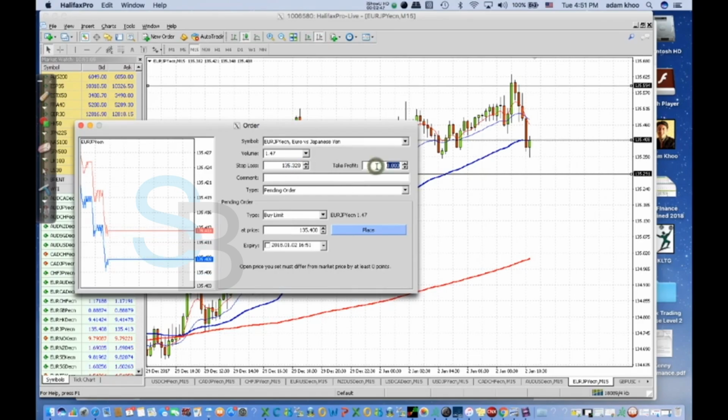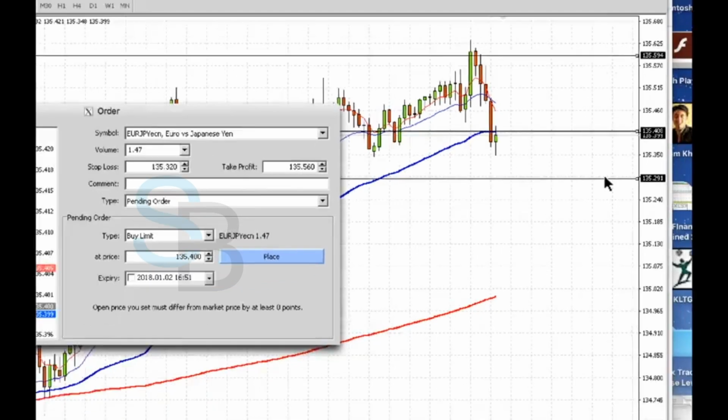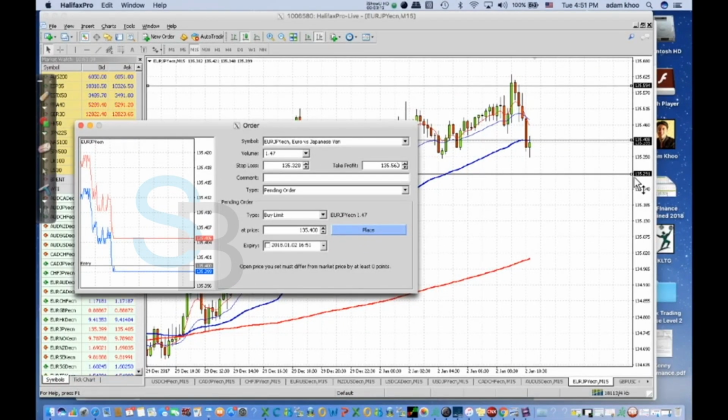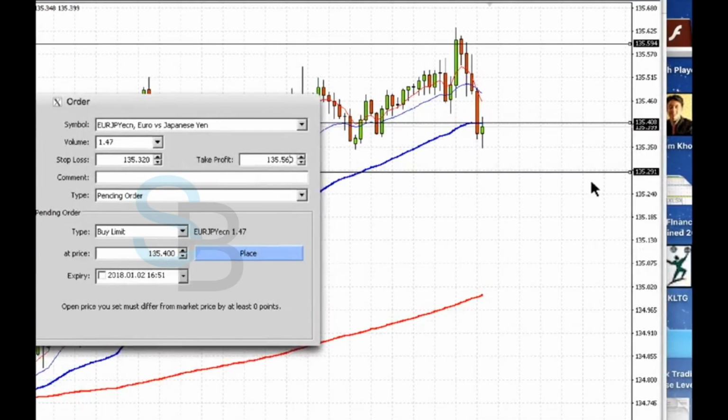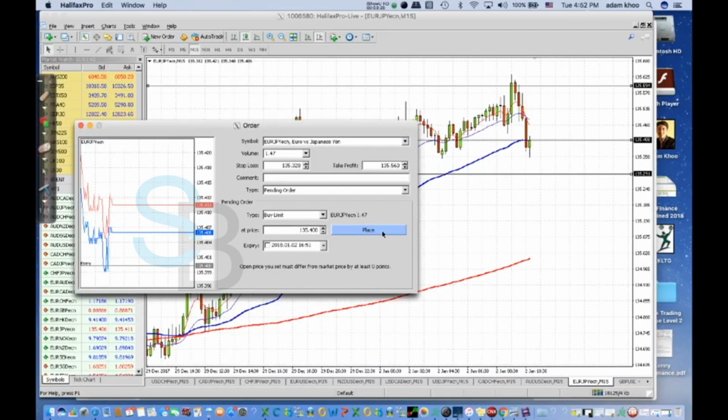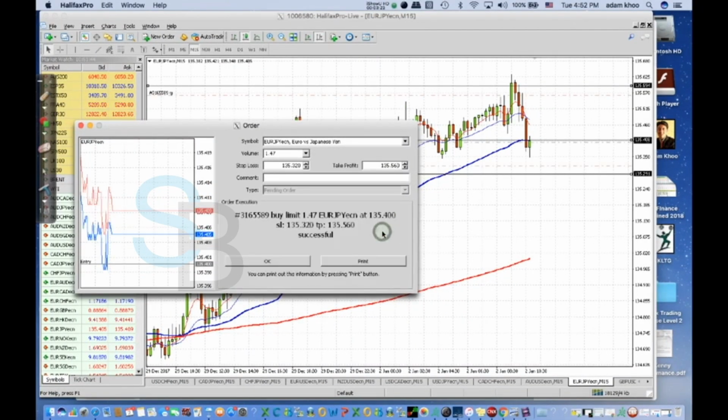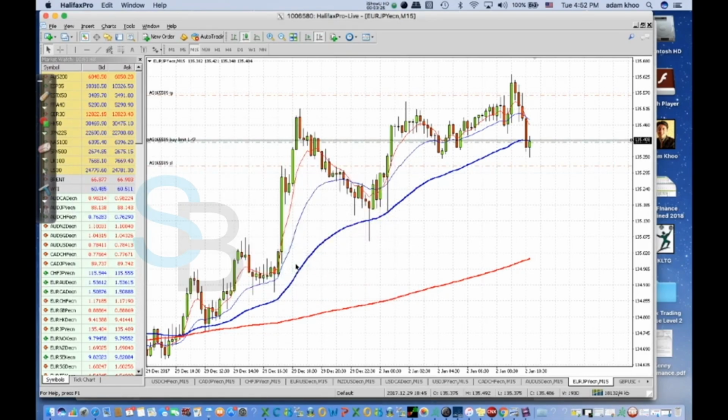135.32, and the profit target would be 2R, so it's 16 pips above 135.40, which is 135.56. Okay, so buy order in.